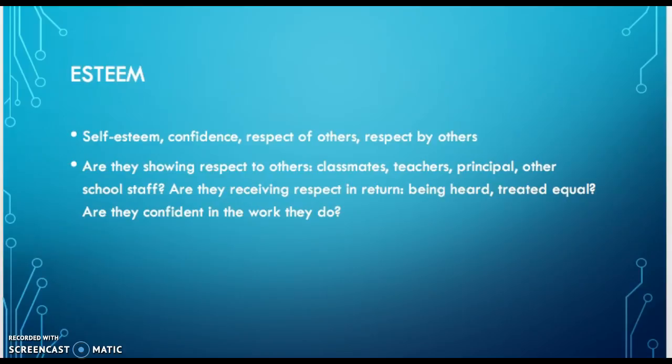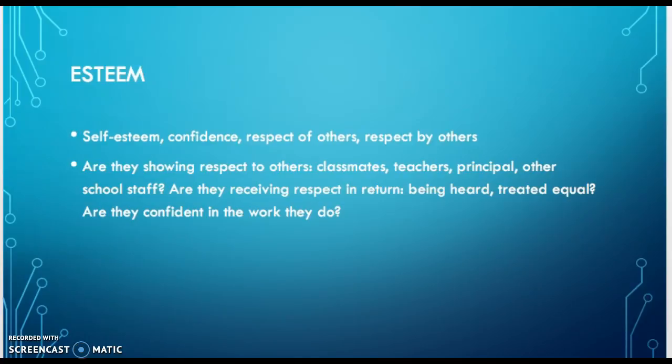And so then the fourth level, that is the esteem level. And so this is where that self-esteem comes in. Do they feel good about themselves? Do they have confidence in themselves to be good? Do they have confidence in what they're doing in school? Are they showing respect to others? And do they have respect by others? So that's what I would look for as a teacher.